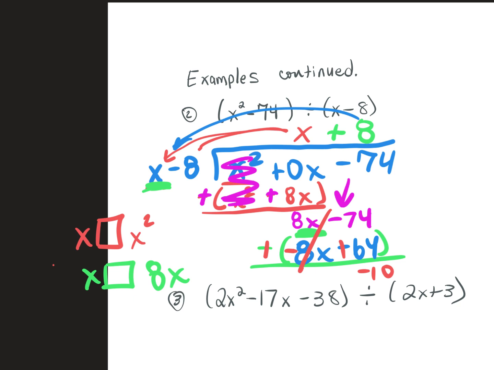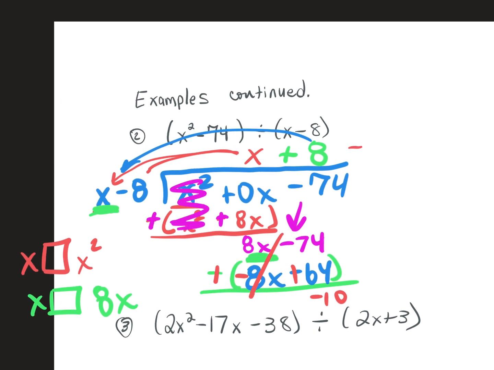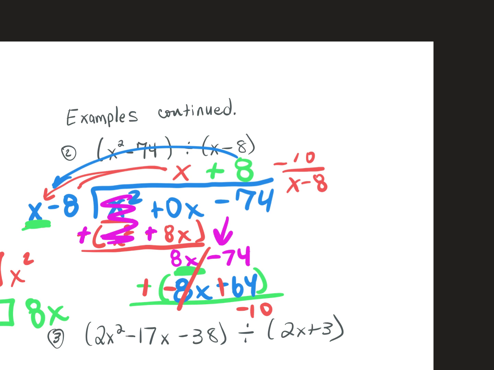Wait, there's nothing to bring down. What is negative 10? It's your remainder. So I'm just going to stick negative 10. Since it's negative 10, what do I put it over? X minus 8, whatever you divide it by. Good. So your answer here would be x plus 8. You don't need it in parentheses. I don't know why I did that. X plus 8 minus 10 over x minus 8.